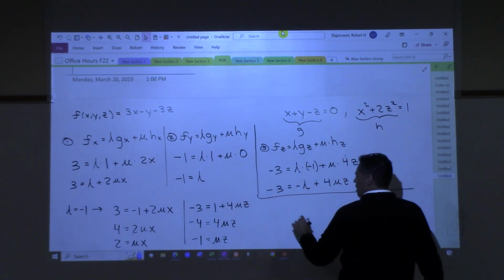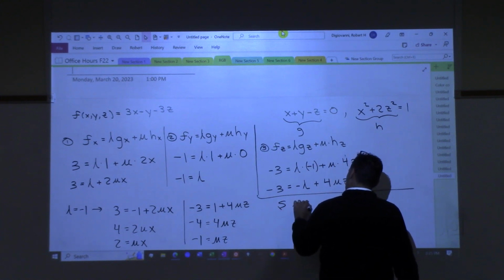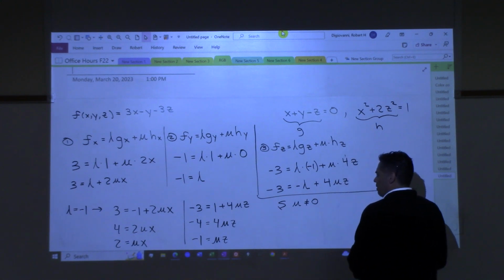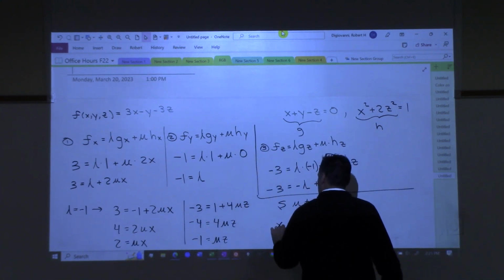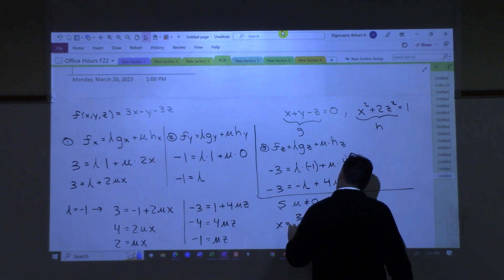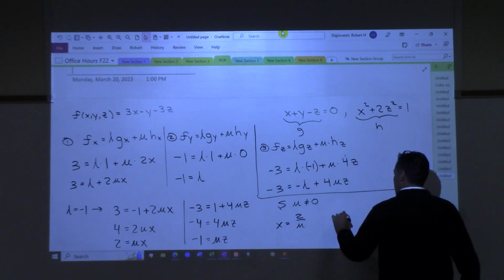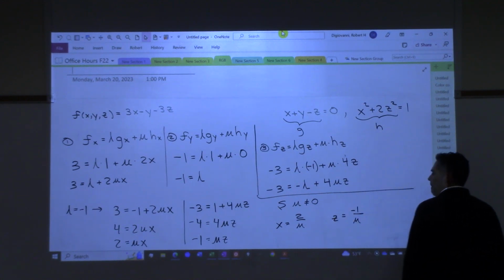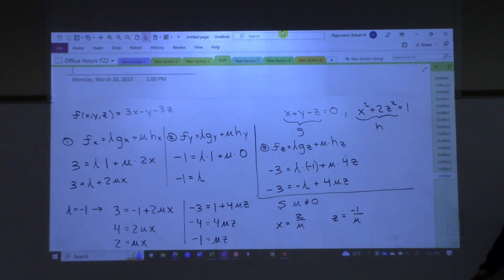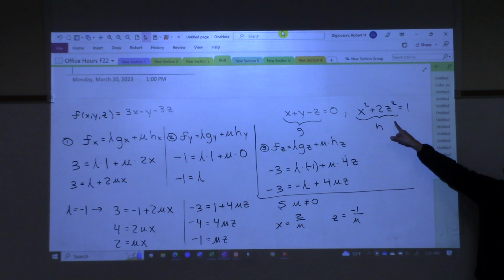I'm going to say, suppose that mu is not 0, right? Then I have from this one that x is equal to 2 over mu. And then the other equation here is that z is equal to -1 over mu. And if I know what x and z are in terms of mu, I can go into that equation right there, can't I?